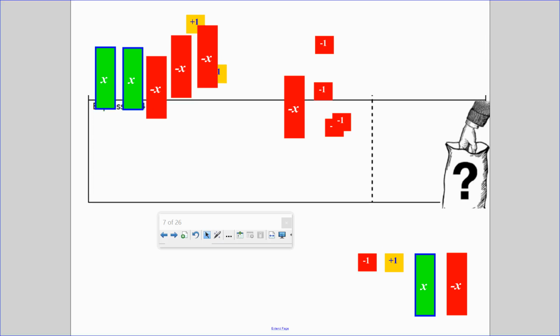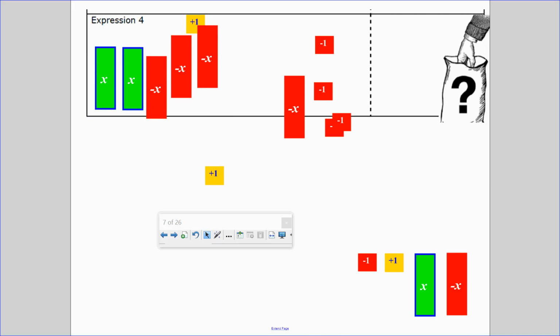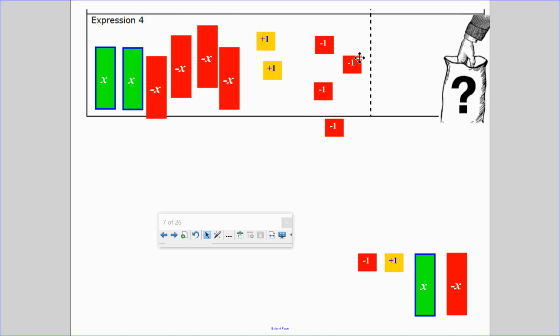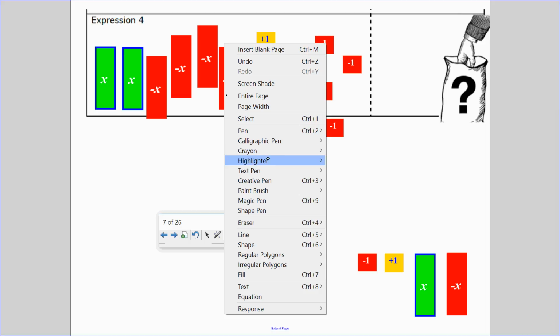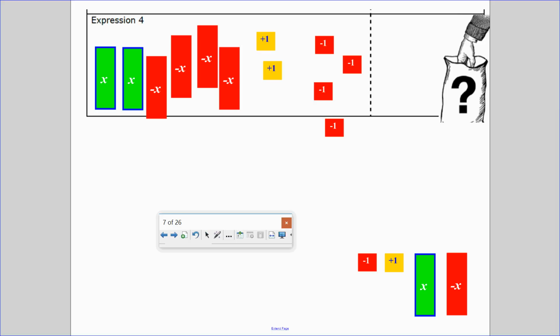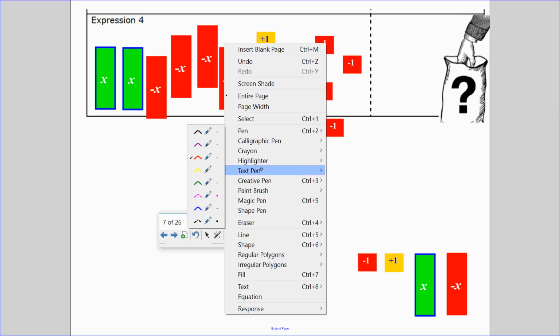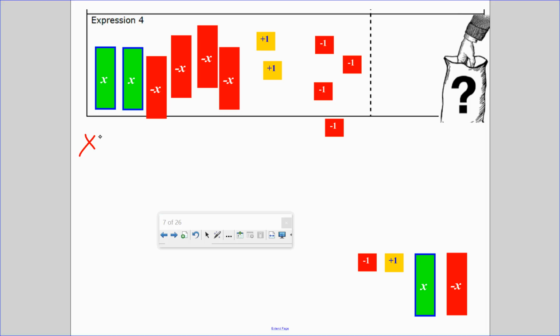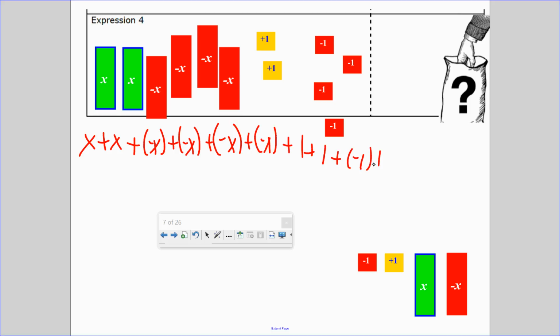We're collecting like terms. I need a block. And collect. So let's write out what we have. Two ways you can write it out. One way: x plus x plus the negative x plus the negative x plus 1 plus the negative 1 plus the negative.